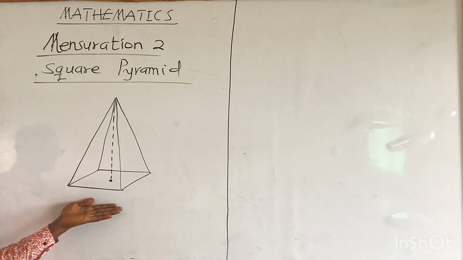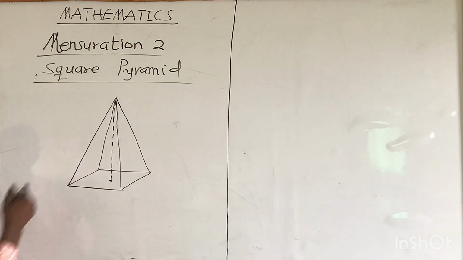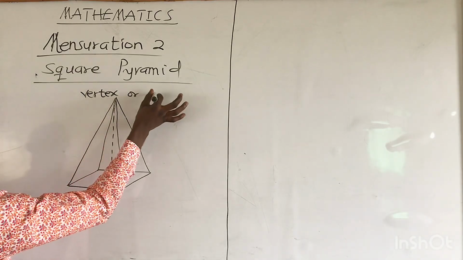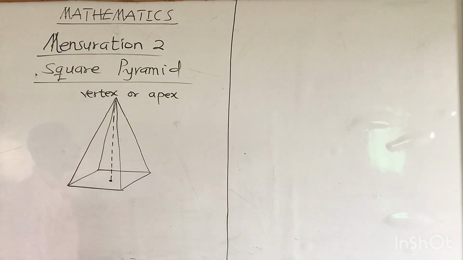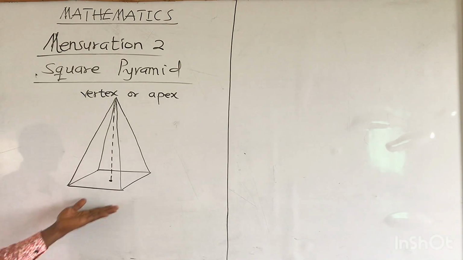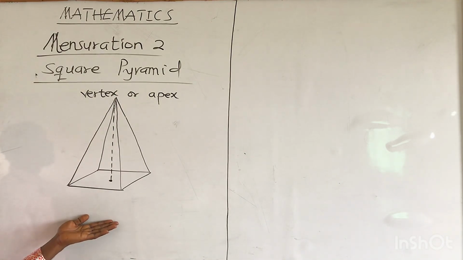So we can see that the base is in the form of a square. Then the tip here, we call it the vertex or an apex. So every pyramid has a vertex or an apex. Then the base, from the name a square pyramid, meaning that the base is in the form of a square.